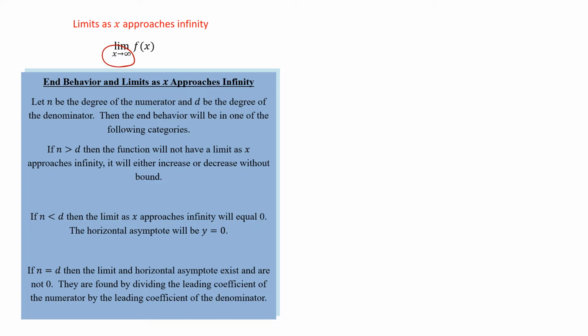This first case, if the degree of the top is bigger than the degree of the bottom, then it won't have a limit, because it's just going to keep either increasing or decreasing. And so an example of this could be the limit as x goes to infinity of x cubed minus 2x squared plus 7 over 3x squared plus 5x minus 6.